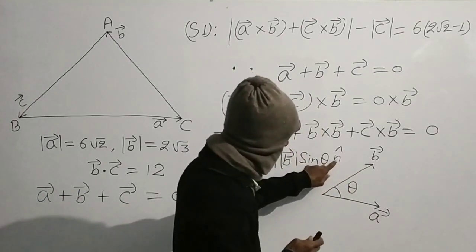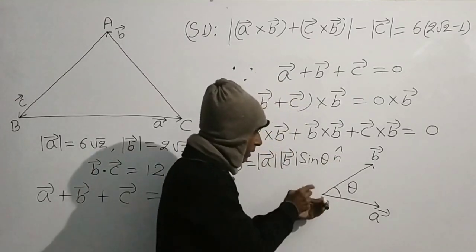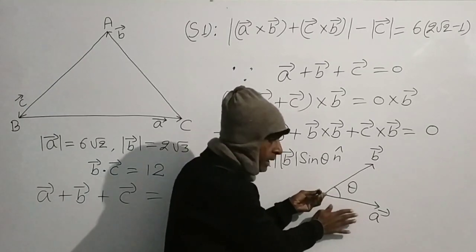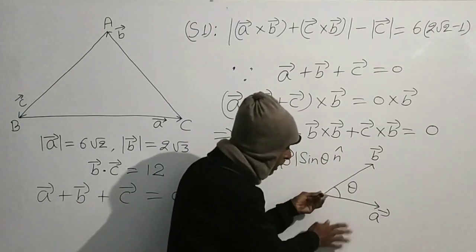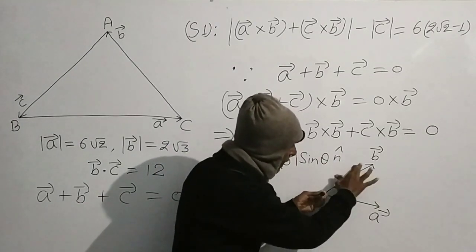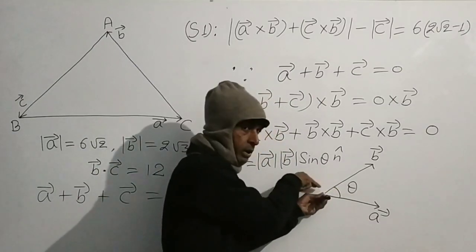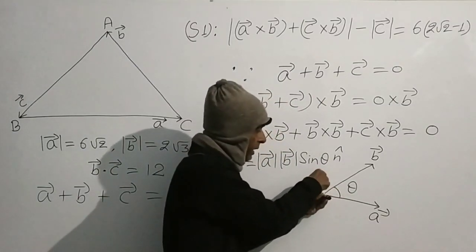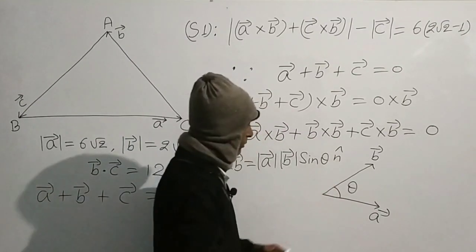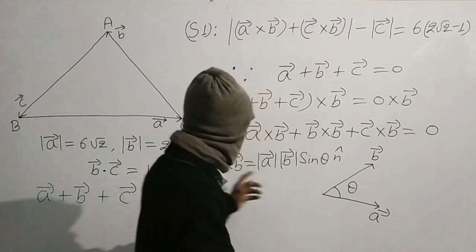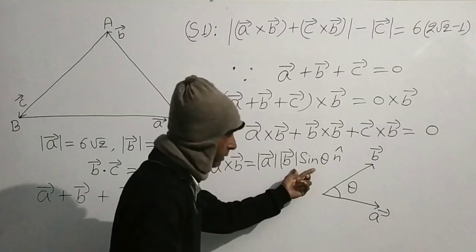That means n cap is a unit vector perpendicular to the plane. That means this board perpendicular to this board, that contain vector A and vector B. Perpendicular to this board, in this direction, a unit magnitude vector is n cap. A cross B is defined in this way.